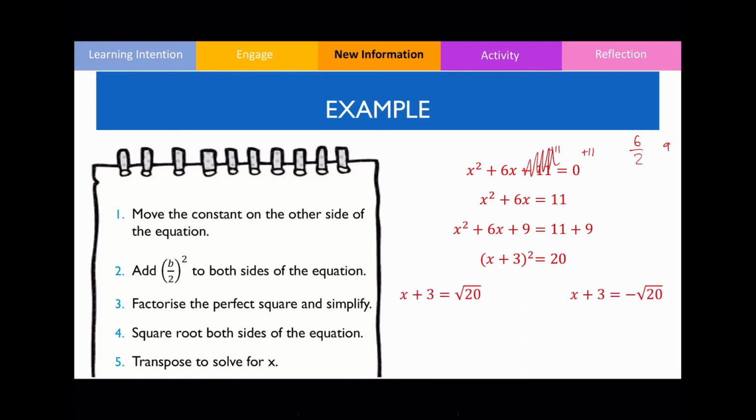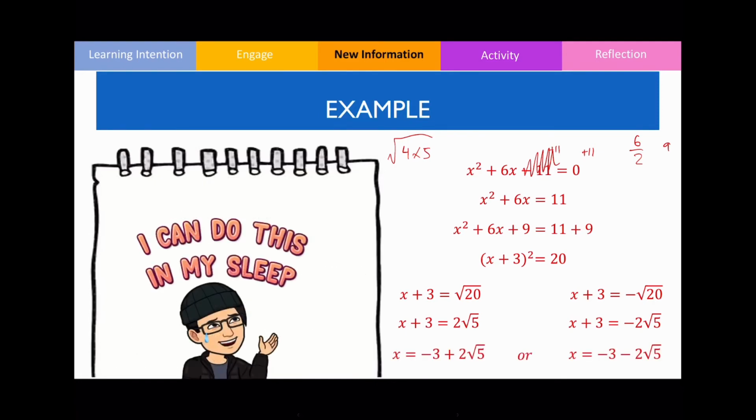Now, I'm hoping that you guys still have some knowledge of how you can simplify surds. So in this case over here, because 4 is a perfect square, and it is a factor of 20, which is 4 times 5, what I could do is write that as 2 root 5 as shown over here. And now I'm going to isolate x by using the inverse. I'm going to subtract 3 from both sides. Therefore, this will be my solution.